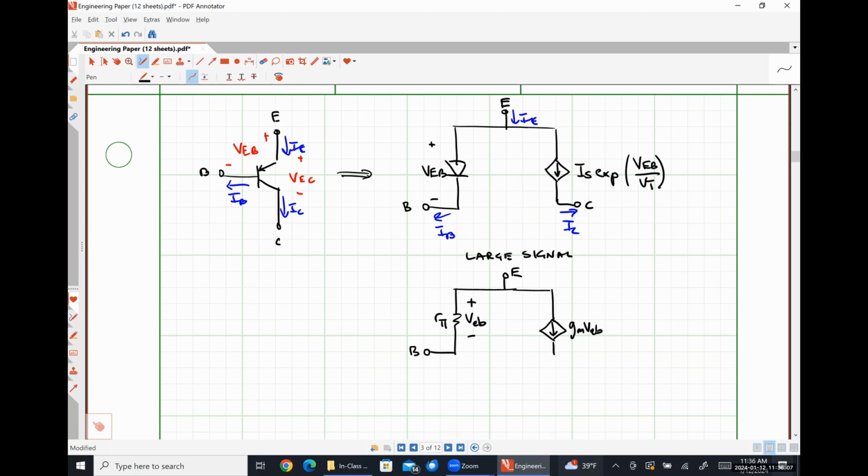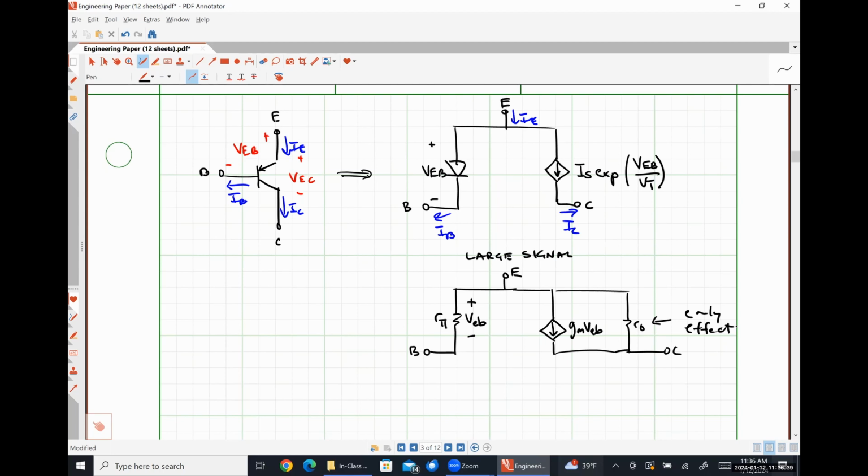Actually, yeah, we can call it VEB, VPi, whatever we want to. It doesn't matter. It's the same thing. Where this R naught right here is due to the early effect. So if the early effect was not present, that would look like an open circuit, and we would effectively just have the exact same small signal model that we had before.